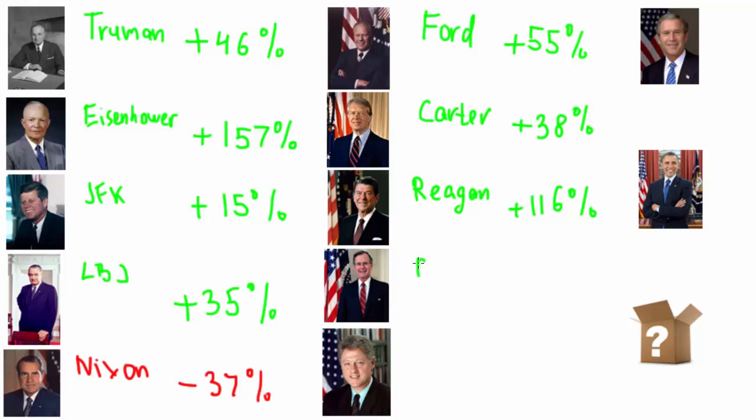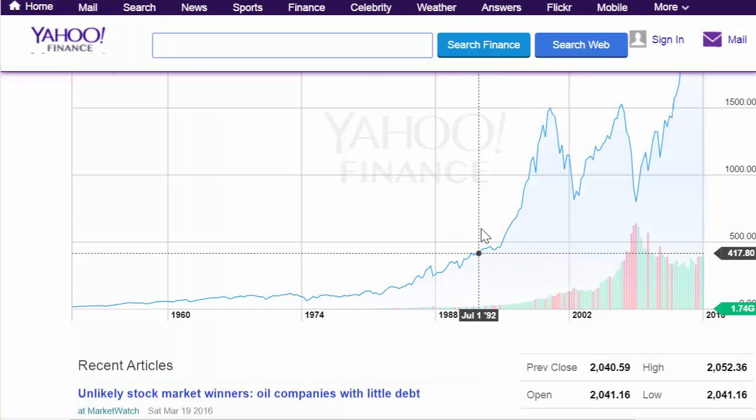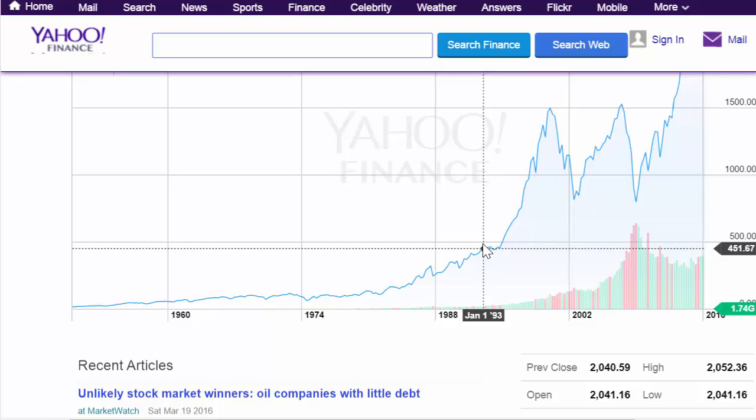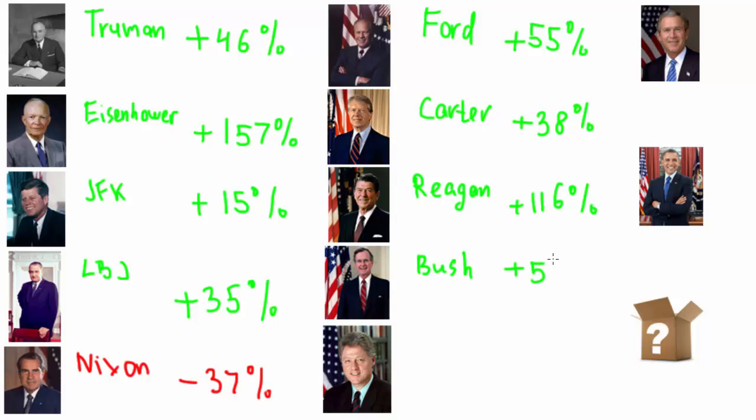Then on the list, we have Bush Sr. And during Bush's term, which was between January 89 and January 93, let's look at the market here. The market has actually increased by approximately 53%. So George Bush Sr. actually did pretty well in terms of convincing the world of the stability of the economy.